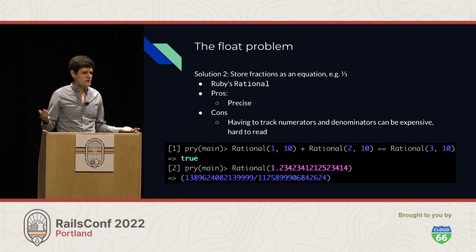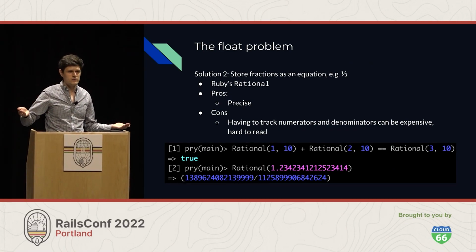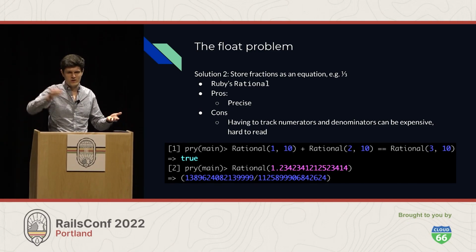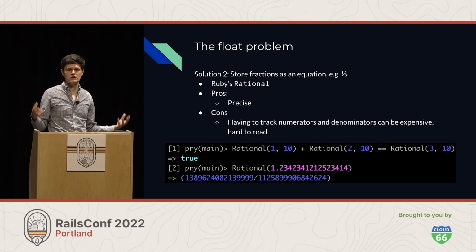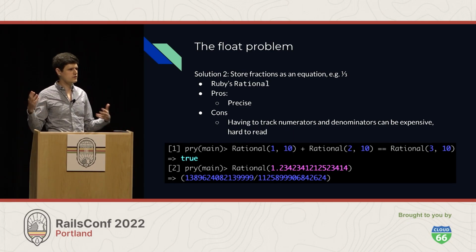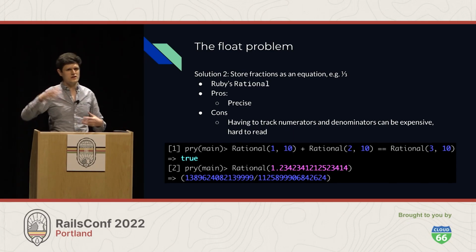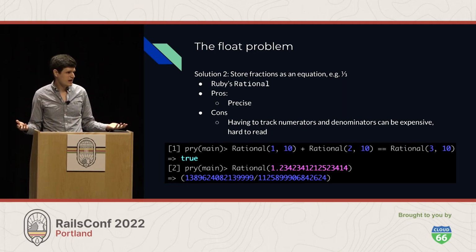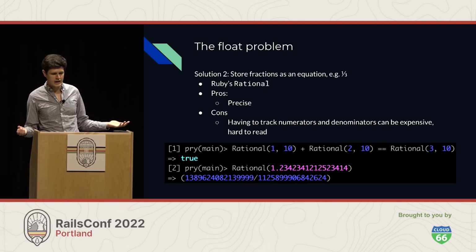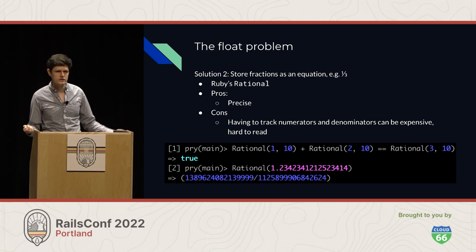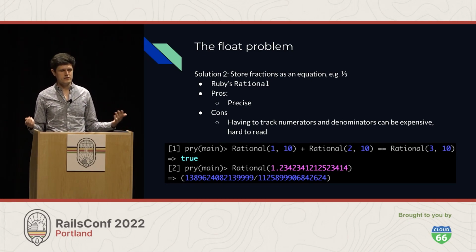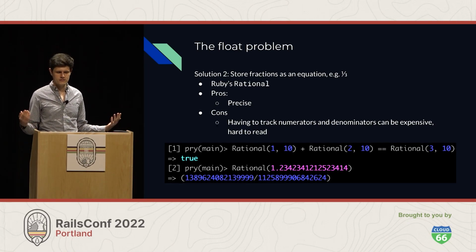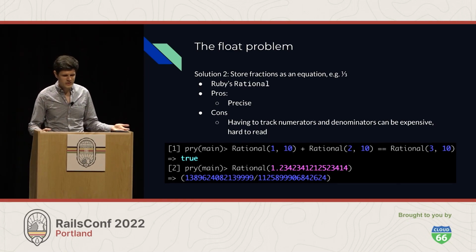One way is rather than saying 1 divided by 3 and trying to turn that into a decimal value, we can just say, no, it's just 1 divided by 3 and store it as an equation where you don't have to worry about the actual division and all those infinite bits and digits. And we basically have this in Ruby with the rational class. So here you can see the rational representing 1/10 added to the rational representing 2/10 does in fact equal the rational representing 3/10. Can be a little bit hard to read though.